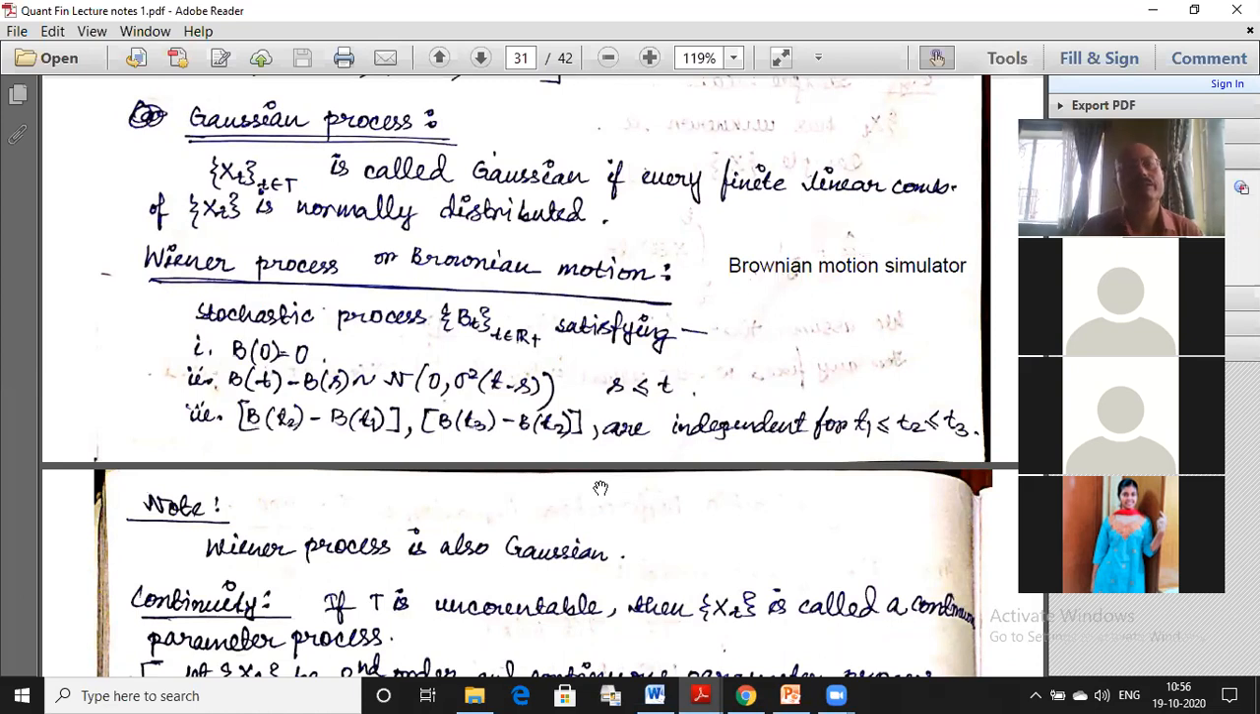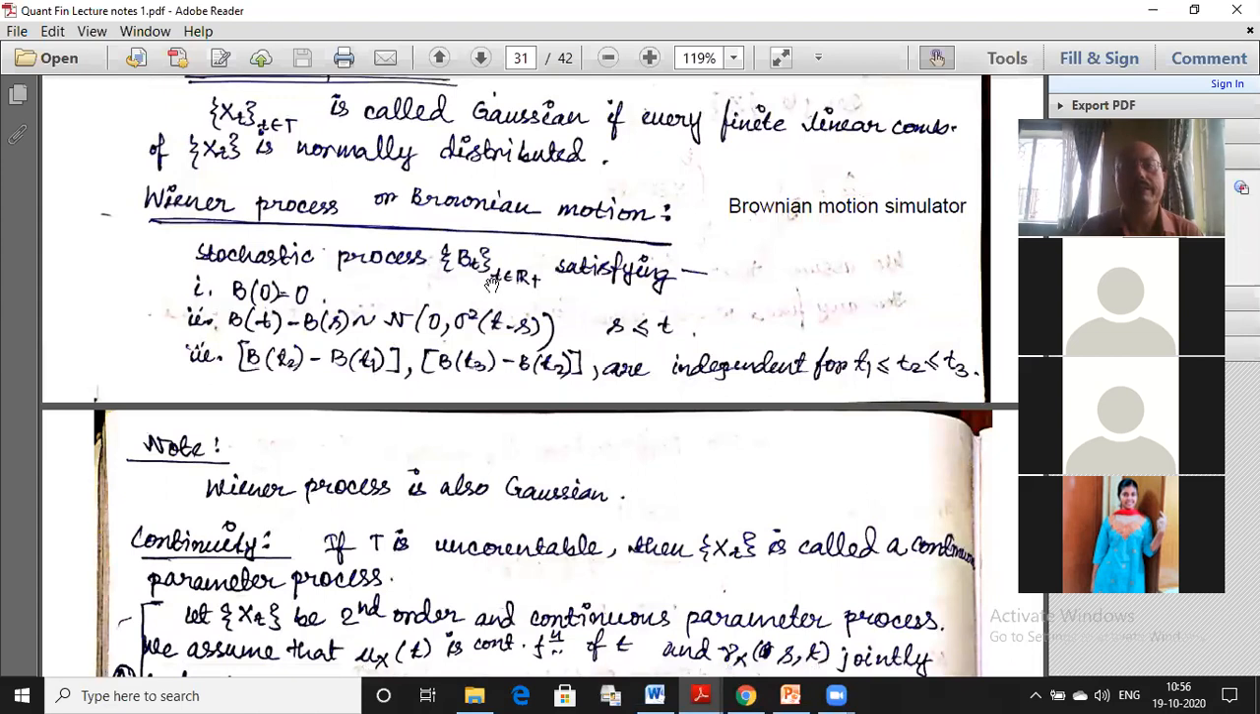What is our mathematical description? Our mathematical description is a process B_t, where t is indexed by the positive reals, that satisfies: it starts from 0. The initial value is deterministically set at 0. So you start from the middle. The difference of the values at time t and time s follows a normal distribution with mean 0 and variance proportional to the time interval.